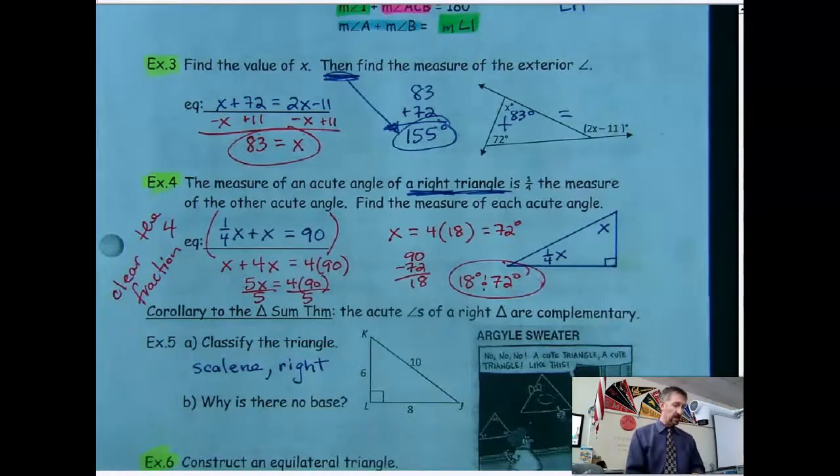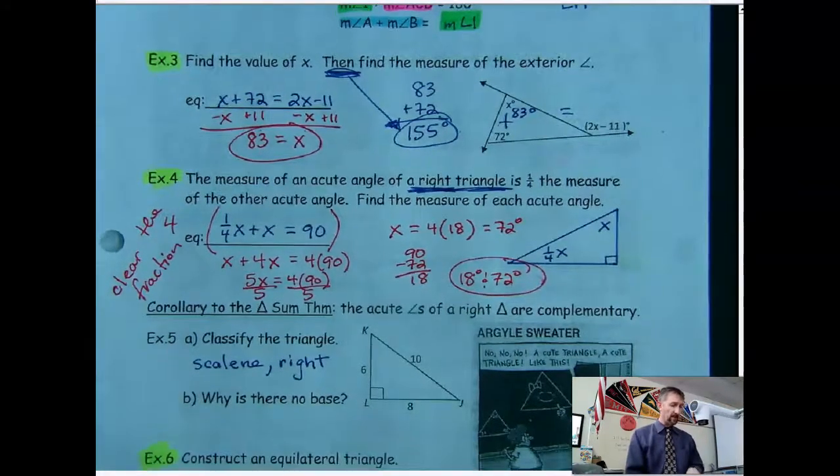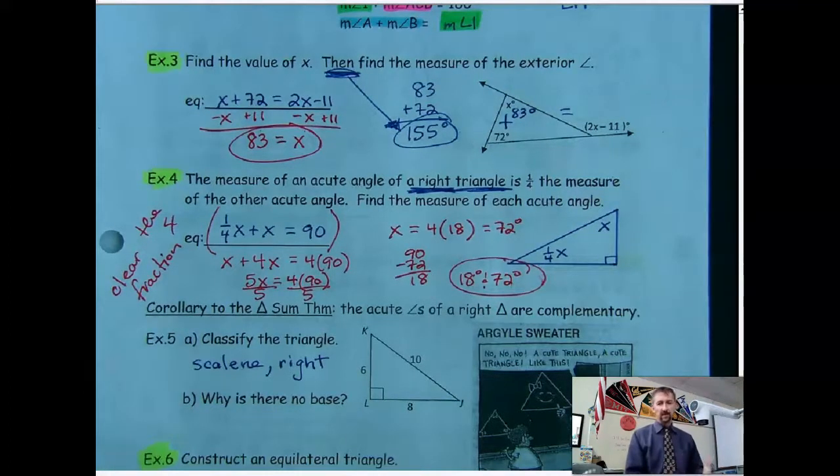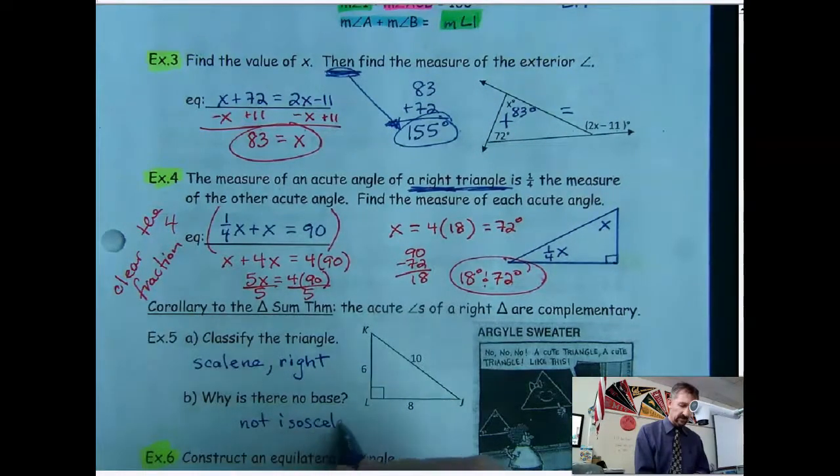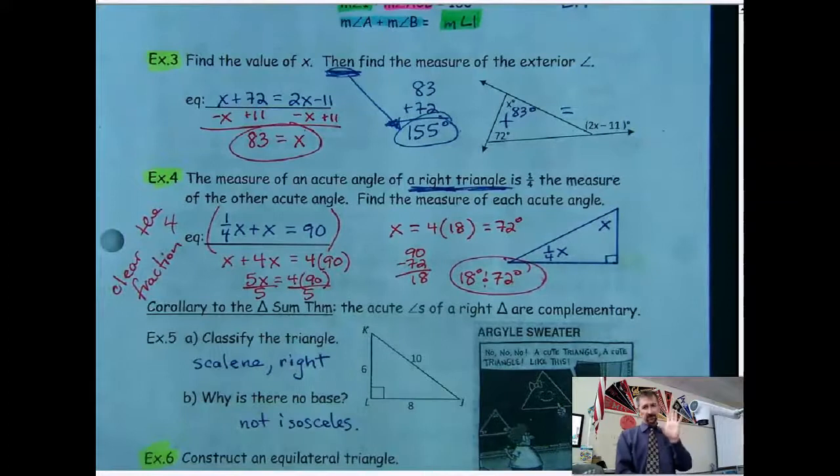Okay. Why is there no base? Well, normally, we could talk about base times height, something like that, but because it's not isosceles. Isosceles triangles have a base. All triangles have a base if you're finding area.